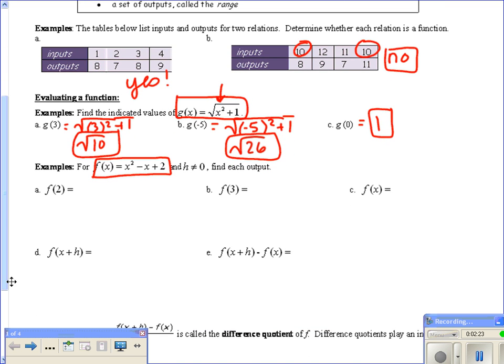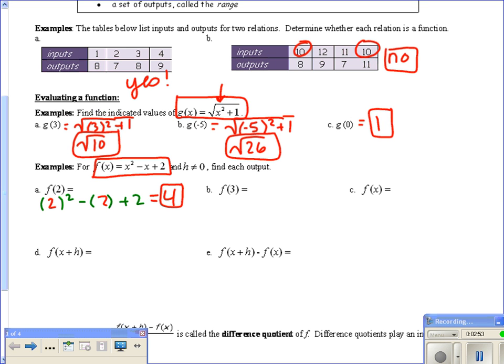For the first one that we have, we're plugging 2 into my equation. So everywhere I see an x, I'm going to replace that x with, in this case, a 2. And notice I always put parentheses around what I'm replacing x with. So 2 squared minus 2 plus 2 ends up giving me a value of 4. So f of 2 is equal to 4. And remember, that's an ordered pair. So really, if we were graphing this, it would be 2 comma 4 as a point.